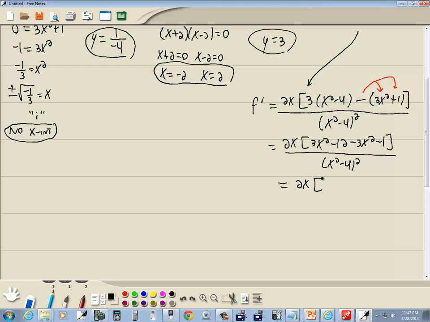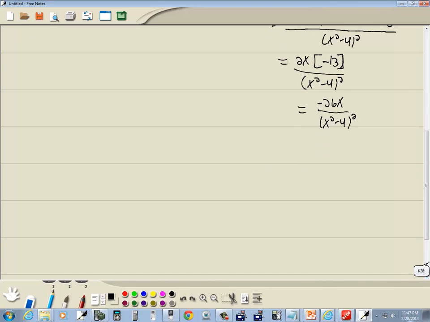That gives us 2x. Combine together like terms. 3x squared minus 3x squared drops away. Negative 12 times negative 1 gives us negative 13 over (x squared minus 4) squared. 2 times negative 13 is negative 26x over (x squared minus 4) squared.